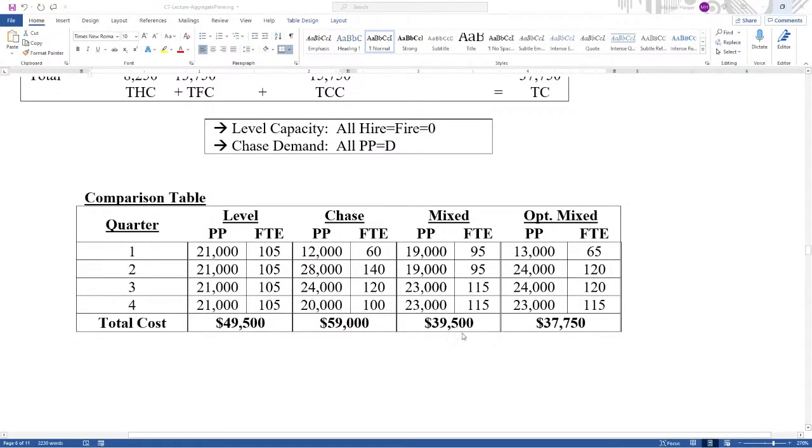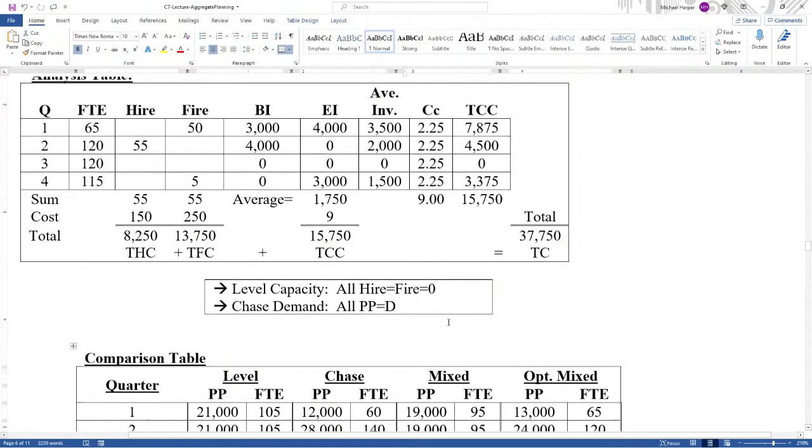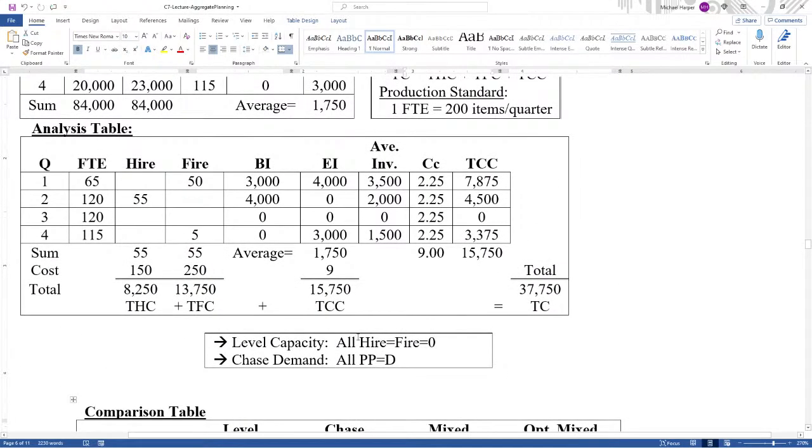And now I have 30. Well, actually, the 39.5 was pretty close to 37,750. This is optimal, and it's mixed. It's not level or chase, so it's mixed. And there's no negative inventory, so this is optimal. It's pretty close to the mixed. It's pretty darn close. Okay. Notice what I'm saying here.